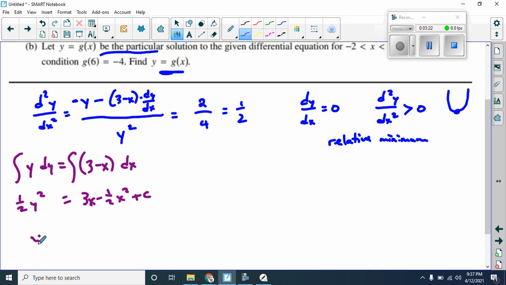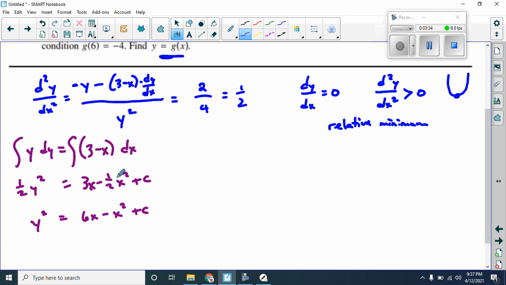Multiply both sides by 2. Now I'm going to go ahead and plug in my point for x and y. If I plug in 6 for x and -4 for y, I get c equals 16.